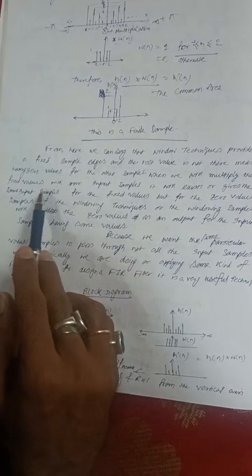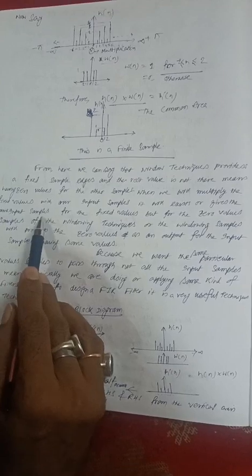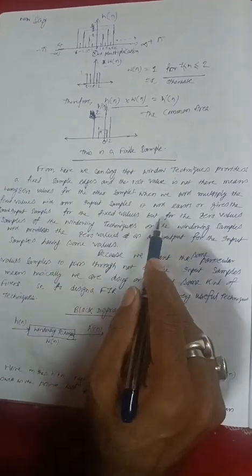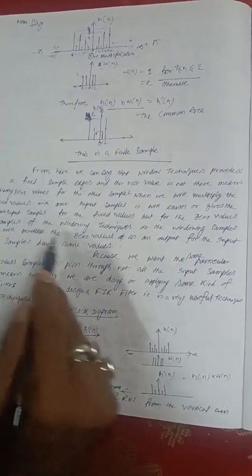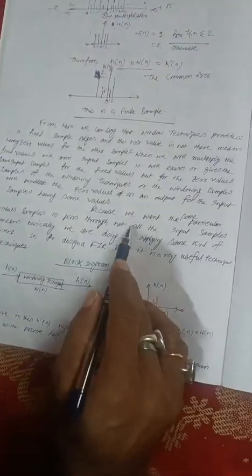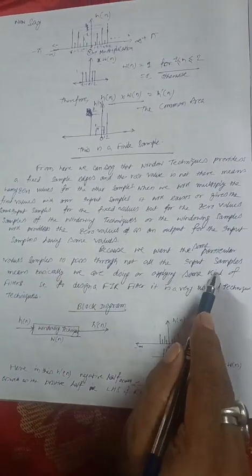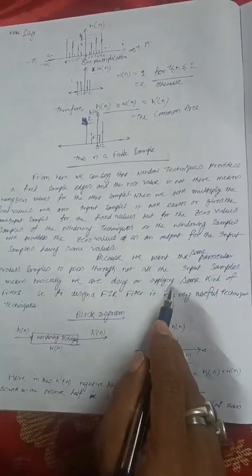So having 0 for the other samples, when we multiply the fixed value with our input samples, it gives the same input samples for the fixed values. But for the 0 values, the window samples will provide 0 values as an output, because we want some particular value samples to pass through, not all the input samples. Basically we are applying some kind of filters. So to design a FIR filter, it is a very useful technique.